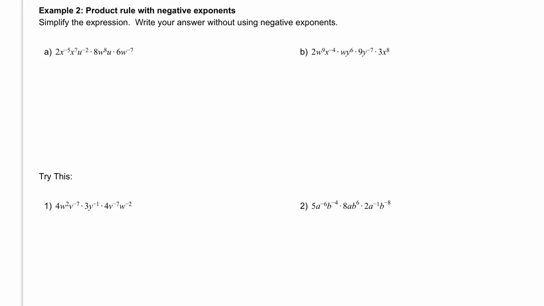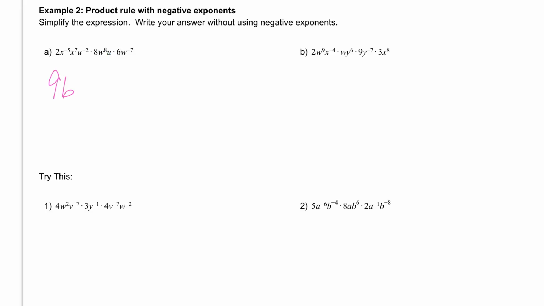In example 2, we are going to use the product rule with negative exponents. If you look at letter A, we have a bunch of stuff that we're multiplying together. So the first thing we want to do is combine any numbers that we can. So we have a 2 times an 8 times a 6. So 2 times 8 is 16, and 16 times 6 will give us 96.